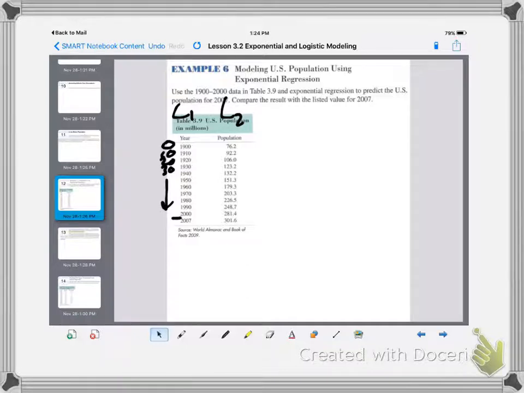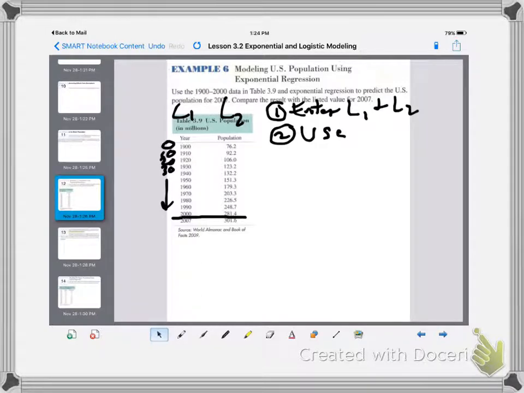Stop right there. Don't put 2007 in. That 2007 is there as a reference point. So you put in your L1 and L2. Enter. L1 and L2.